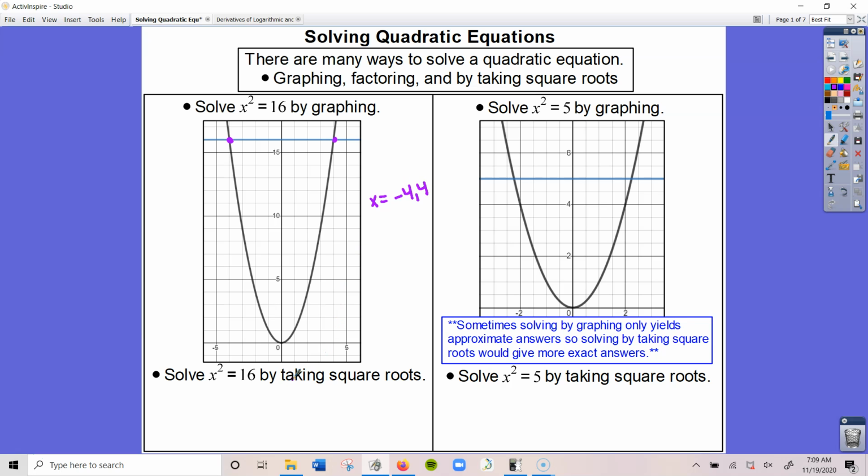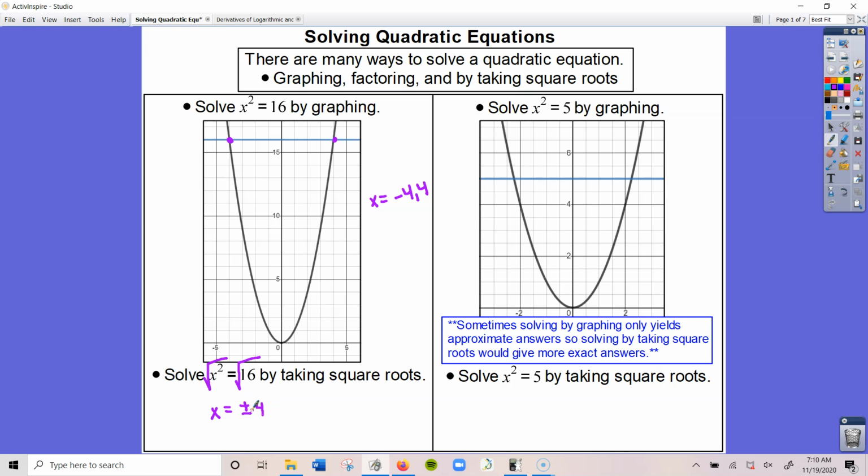Now, if I were to solve this by taking square roots, we have the equation x squared is equal to 16. Now, whenever you square root something, because we need to solve for x, you would get x is equal to plus or minus 4.